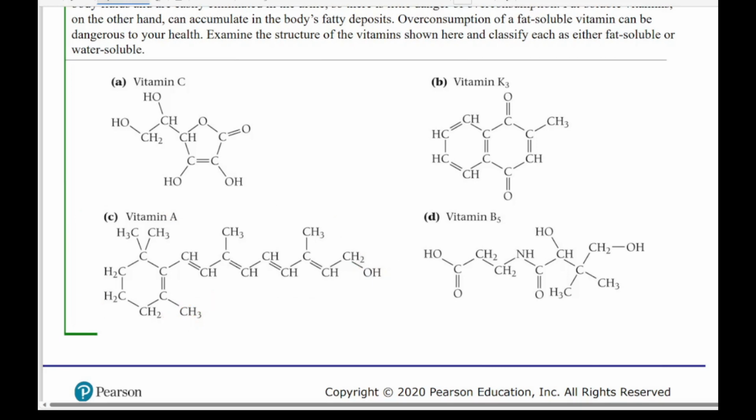Next, we'll consider vitamin B5. Notice that vitamin B5 has a lot of polar groups. In fact, it's basically surrounded by these polar groups, leading to vitamin B5 being more water soluble than fat soluble.